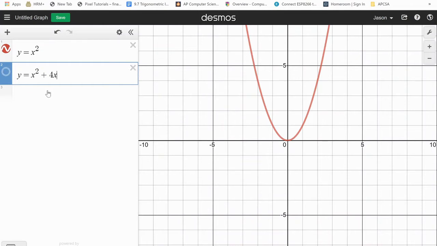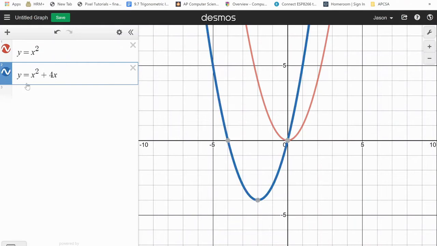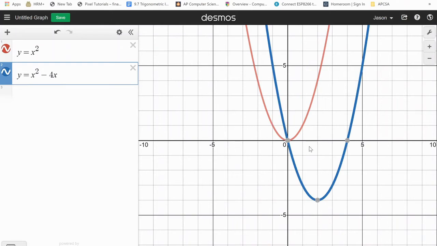So if I do plus 4x right here, which way do you think it'll move? And how much do you think it'll move? Let's take a look. So it did move vertically, but I want to focus on just the horizontal movement right now. If I changed it to a 4x, it moves it to the left 2. So if I did minus 4x, you see it moved it to the right 2.